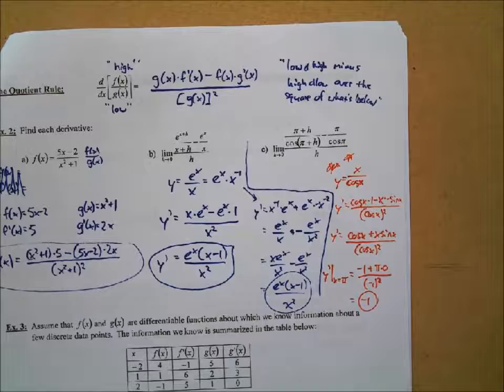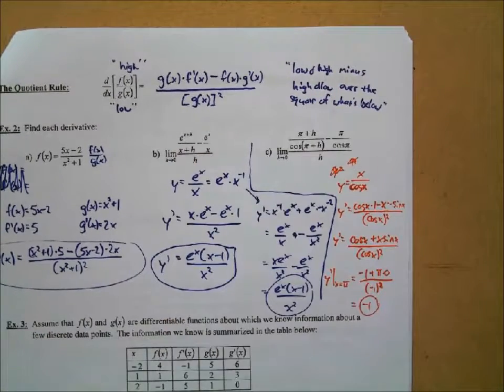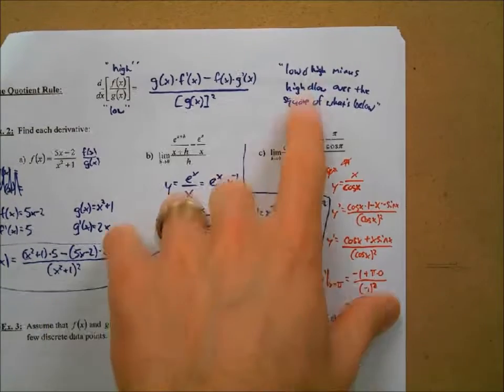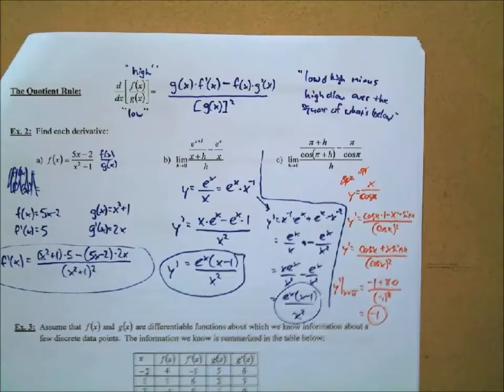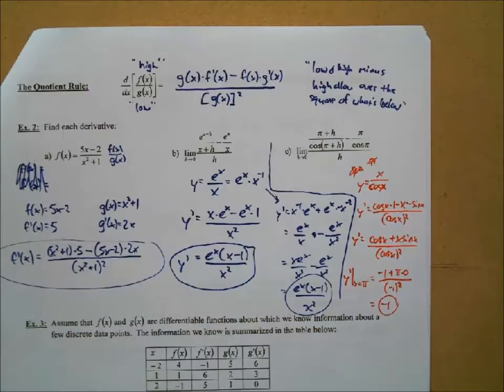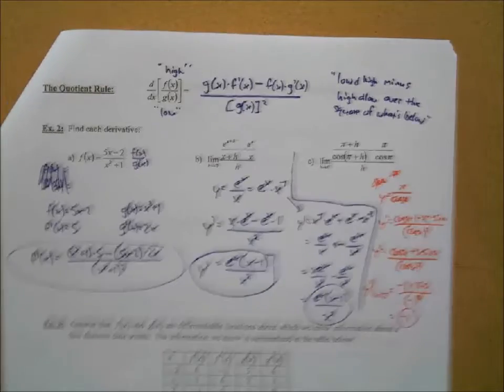There are some similarities there. And of course, I gave you this little memorization tool to help you. Mr. Goff calls it the yodel, I think, the calculus yodel: low d high minus high d low over the square of what's below. I thought it sounded more like something a leprechaun would say, but to each his own. And then we did some problems with that too.